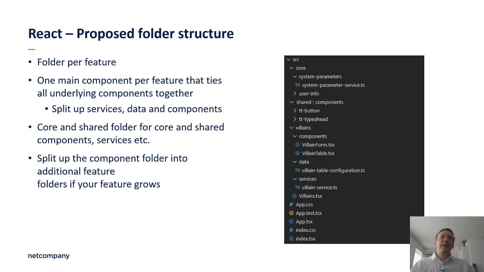So I've written here a proposed folder structure. This is also a folder per feature structure. You have one main component per feature that ties all the underlying components together. You split up your services, data, and components, and you have this core and shared folder as you saw in the structure for Angular. And then you split up the component folder into additional feature folders if your feature grows.